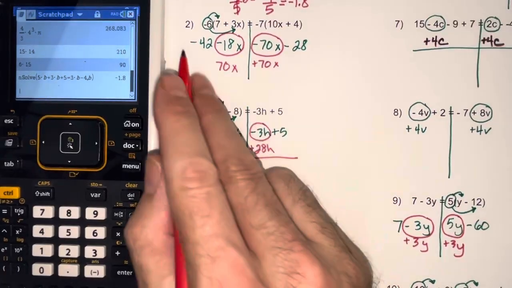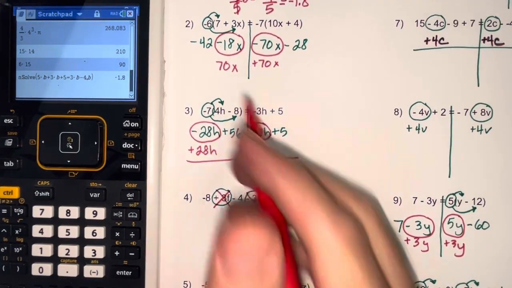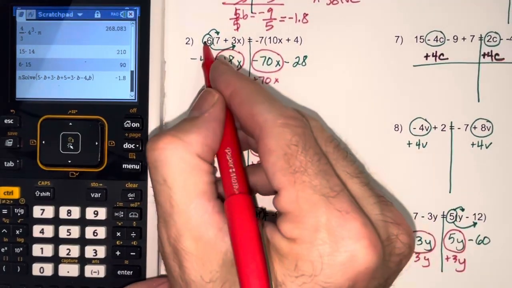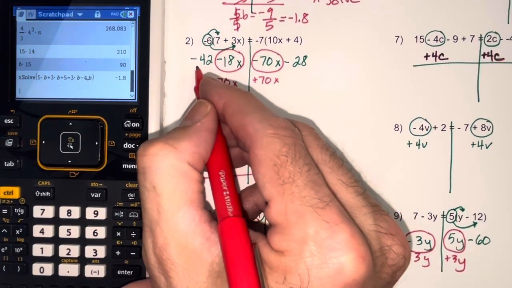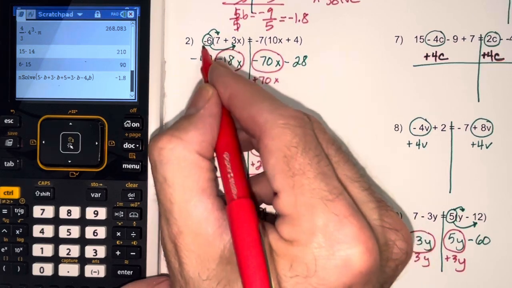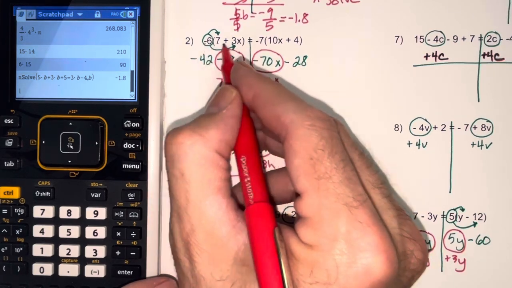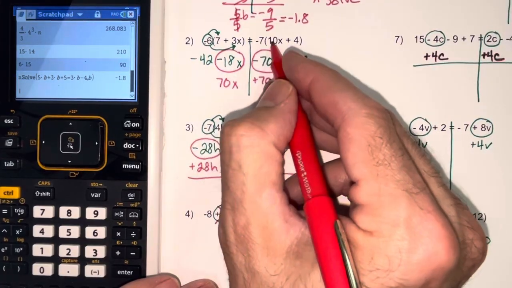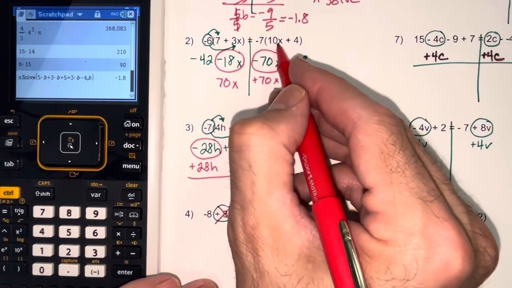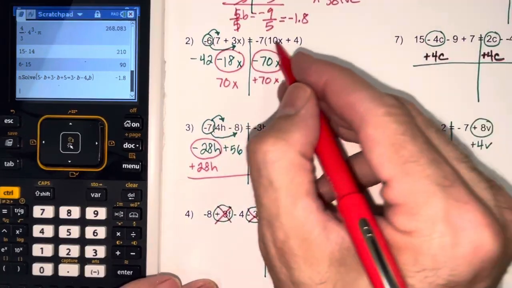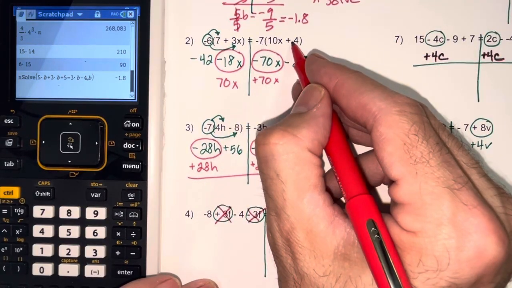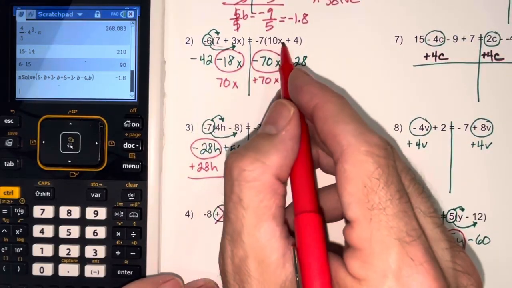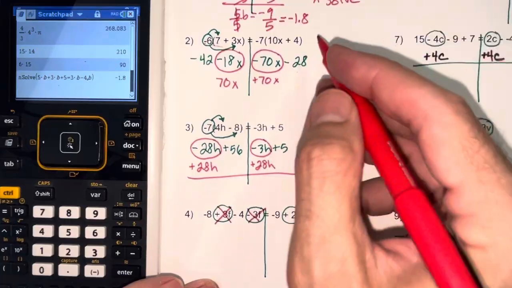Okay, looking at number 2. Number 2, we're going to distribute -6. -6 times 7 gives us -42, and -6 times 3x is going to give us -18x, and that is equal to -7 times 10x, so that's -70x, and then -7 times 4 will give us -28. So now we've distributed. We're done with the distributive property.